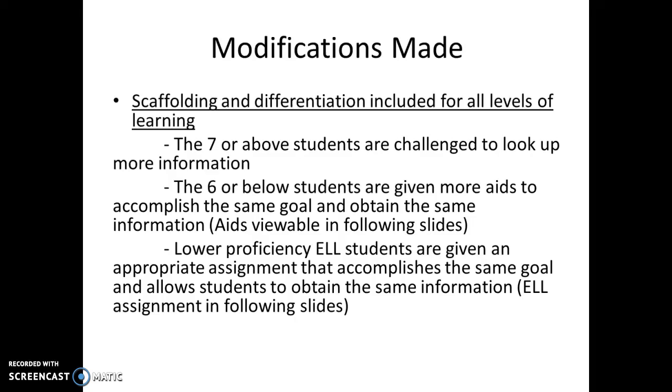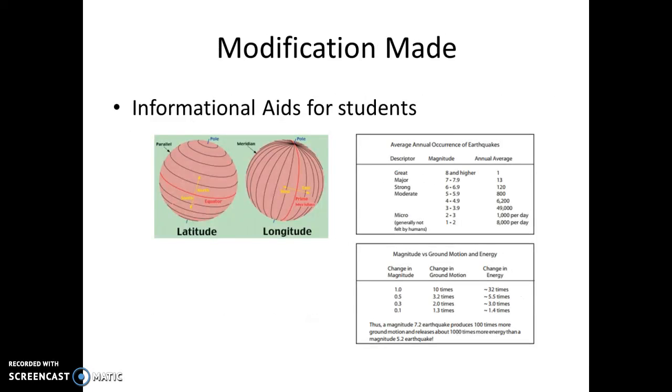Scaffolding and differentiation included for all levels of learning. This is one of the main modifications. Here again, we see the 7 or above students are challenged to look up more information. The 6 or below students are given more aids to accomplish the same goal and obtain the same information. We're going to see the aids here in just a second. And then the lower proficiency ELL students are given an appropriate assignment that accomplishes the same goal and allows students to obtain the same information. Again, just harping on Jennifer Himmel and that awesome revelation.